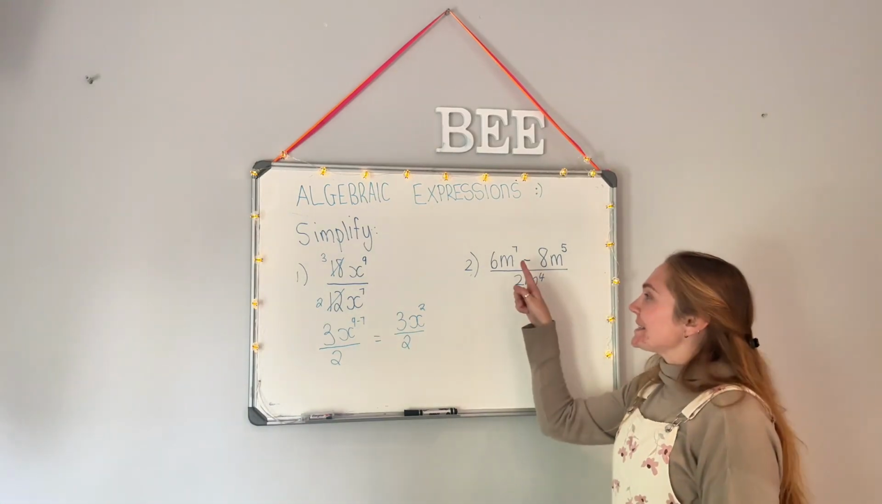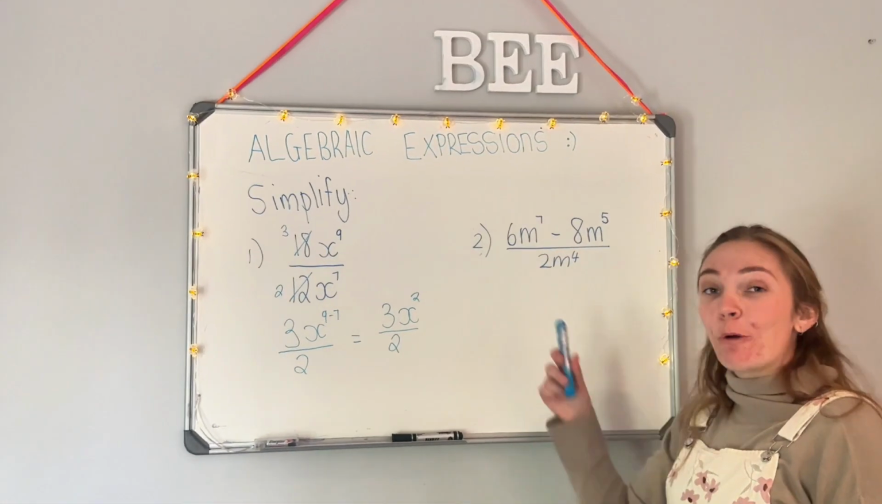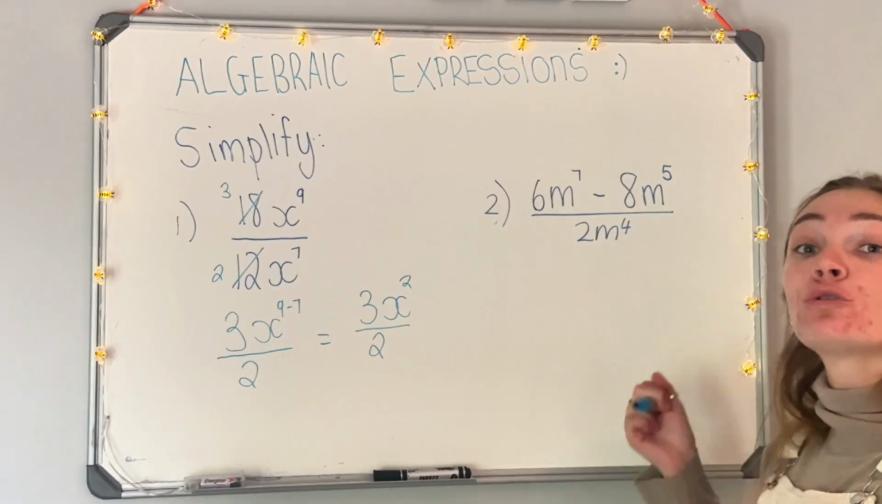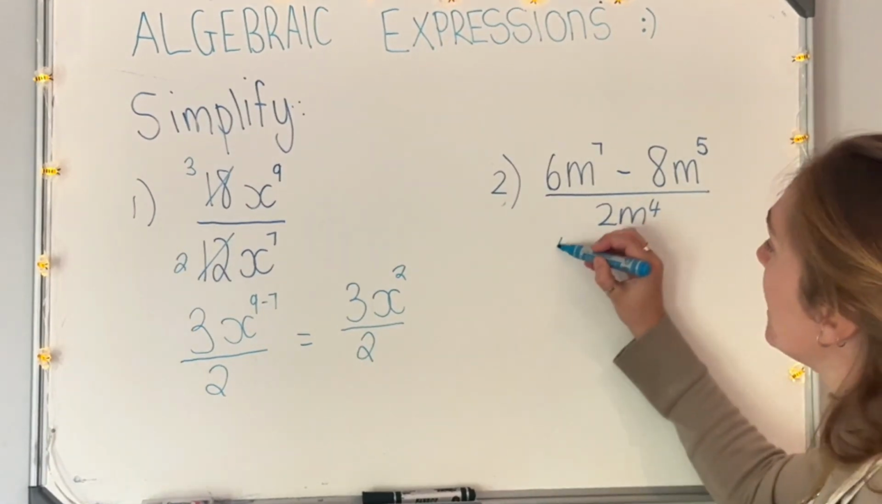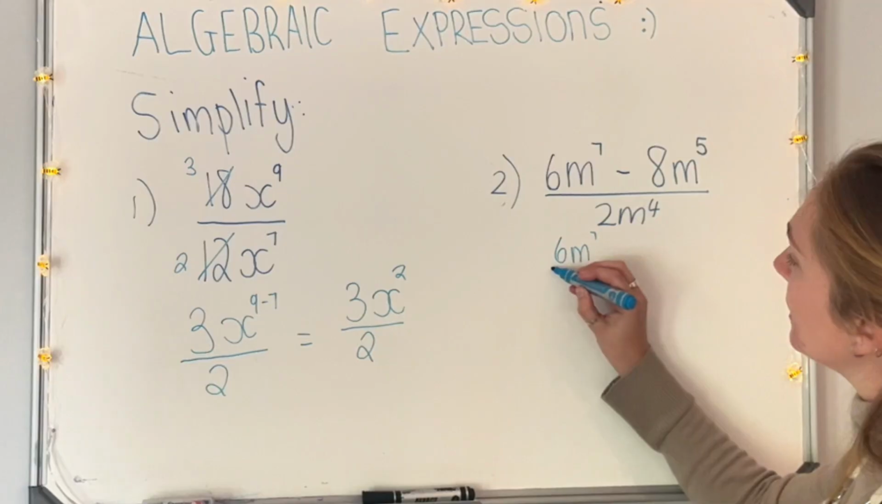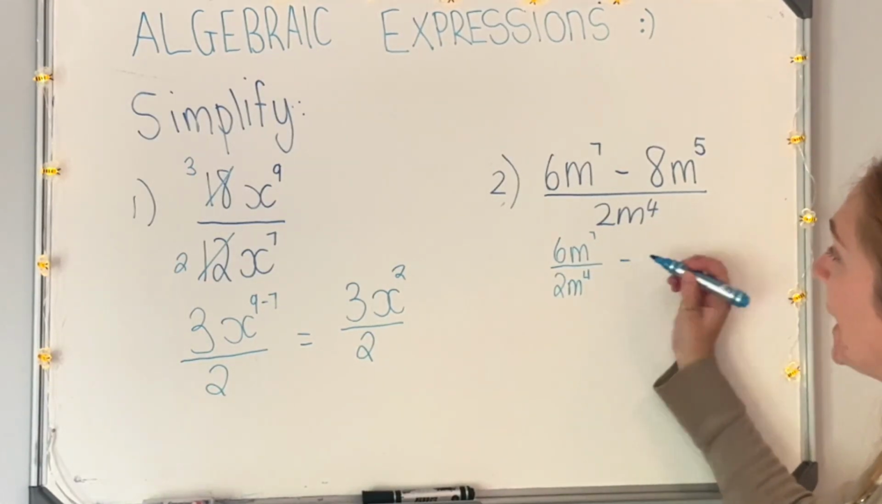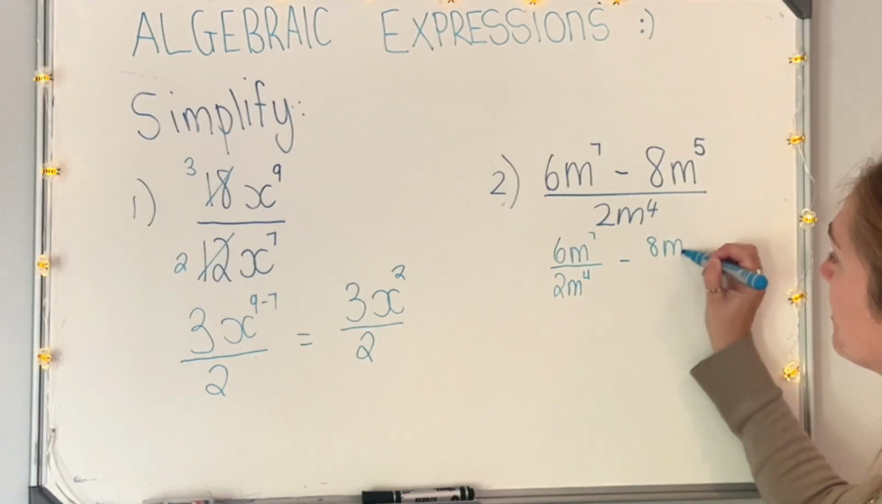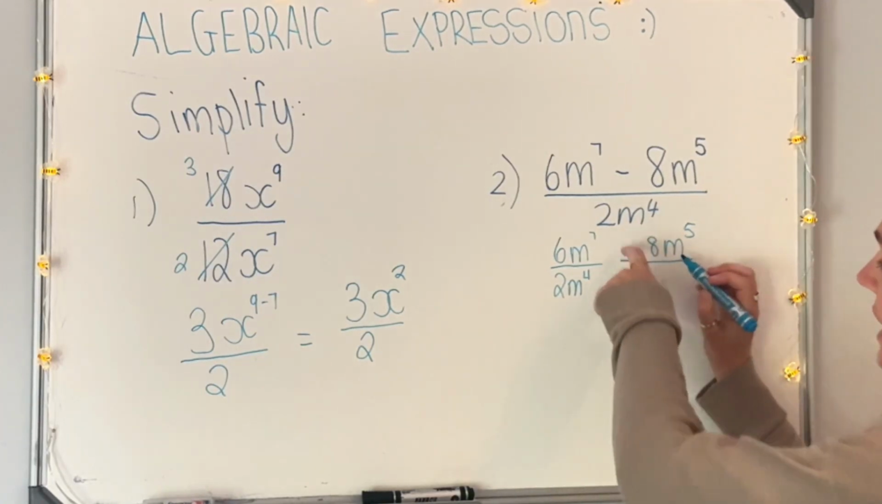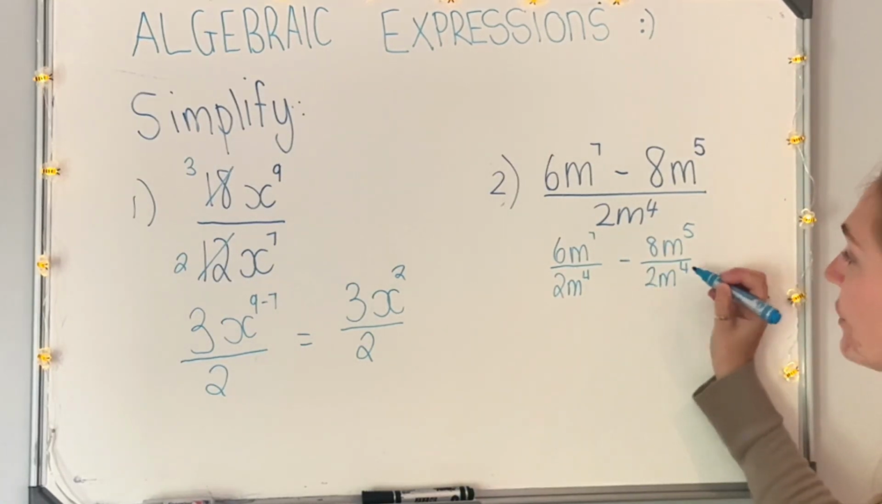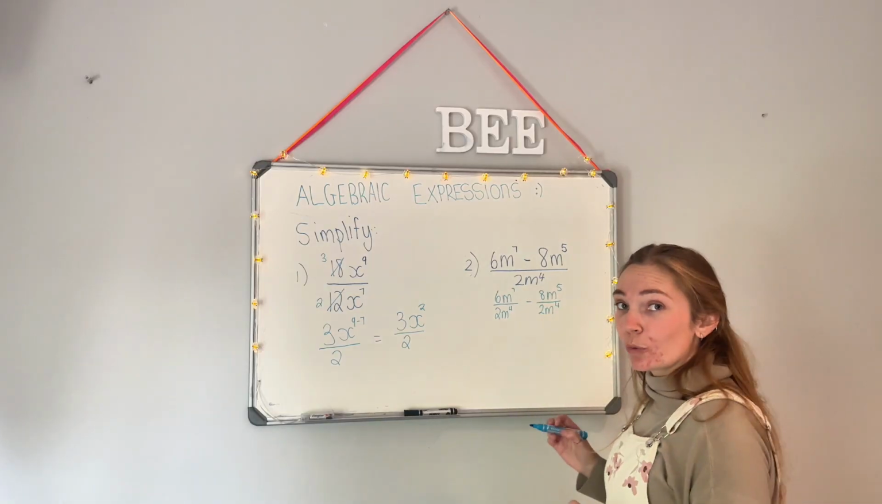Right, we can see we've got 2 terms in our numerator. So I first want you to write the fraction out like this: 6m to the 7 over the denominator 2m to the 4, minus 8m to the 5 over the same denominator 2m to the 4. Now let's work with it.